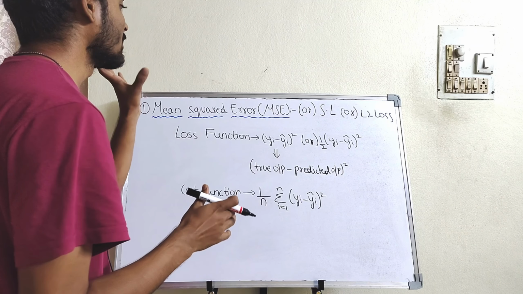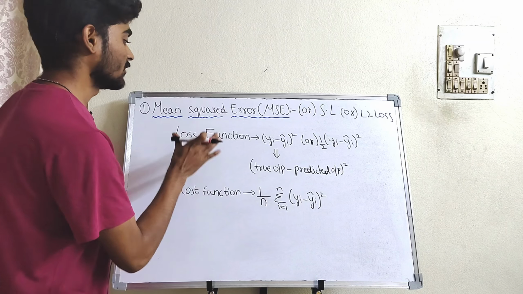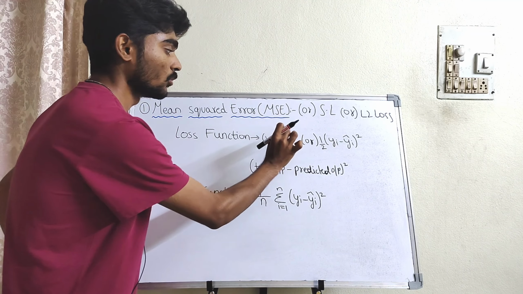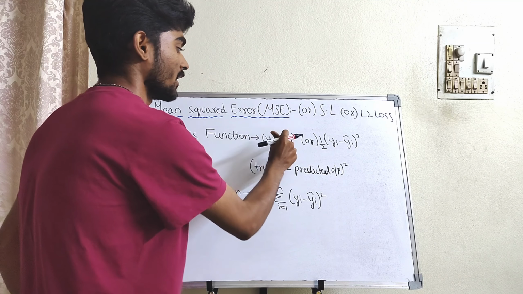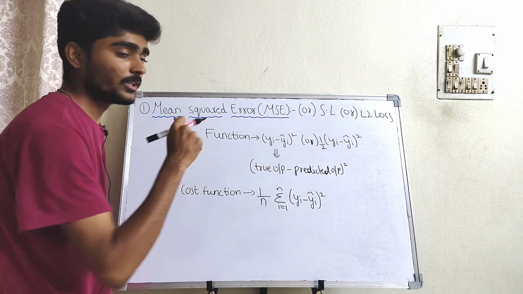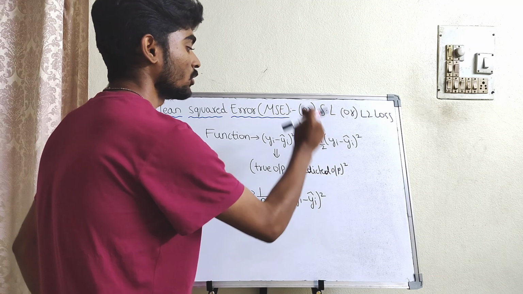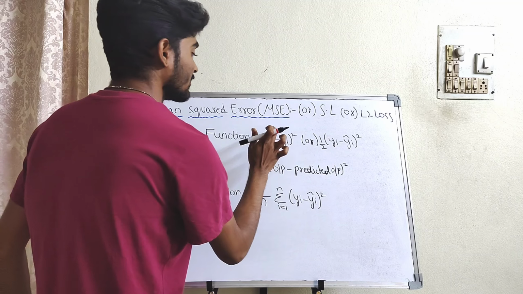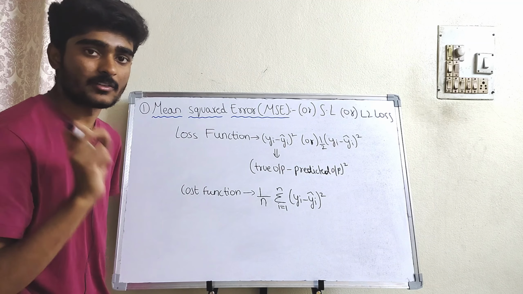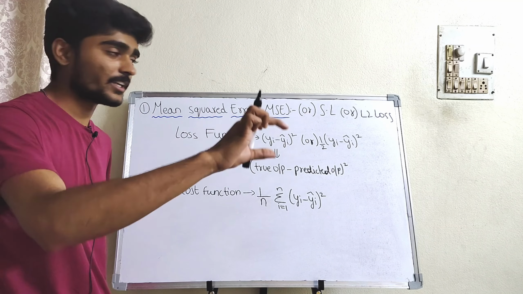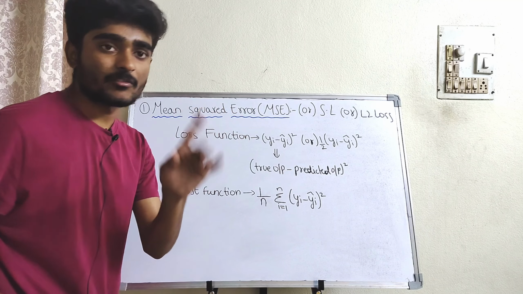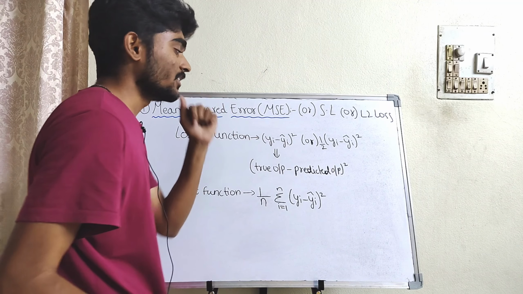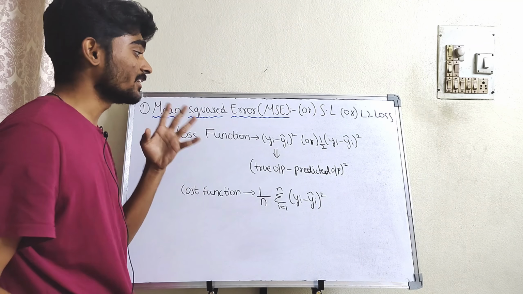Now let's see the formula of the mean squared error loss function. The loss is (yi minus yi hat) whole square, that is, true output minus predicted output whole square. Here i represents the row number, that is the training example. When i is equal to 1, it is the first training example, and when i is equal to 2, it is the second training example.